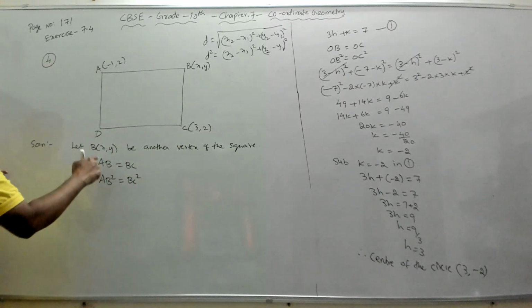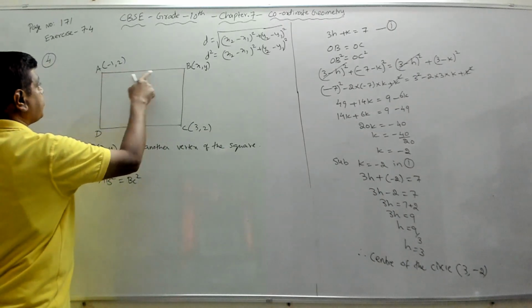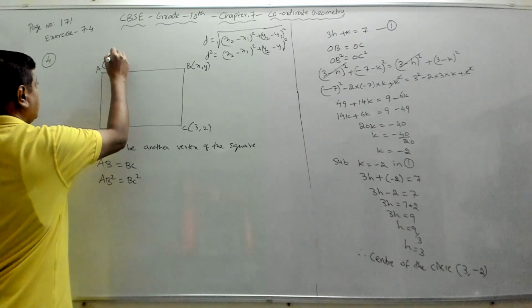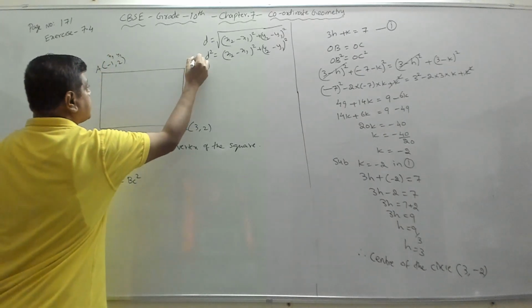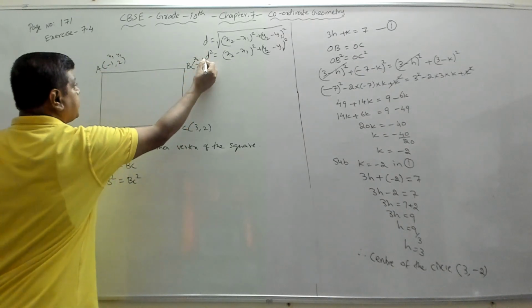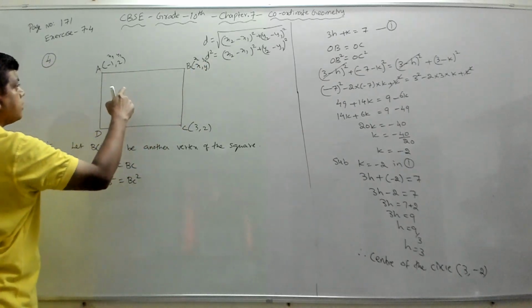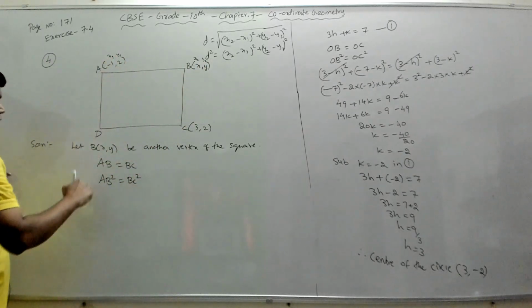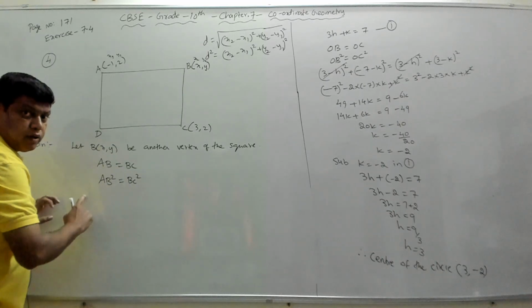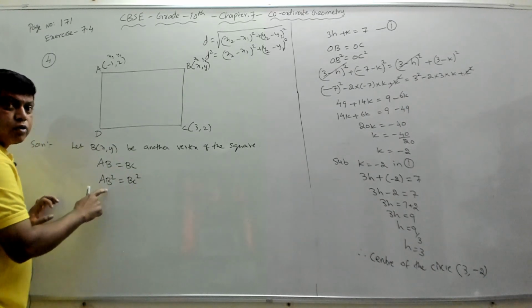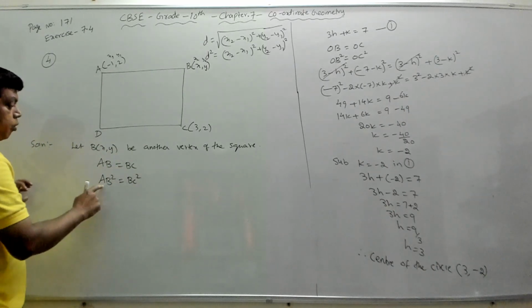Now, let's apply the distance formula between these two. So, AB, right? If you take this as x1, y1, this as x2, y2. Now, what is the distance between these two? AB is x2 minus x1, which is actually square root of. But we will not put the square root because already we are considering the square of the distance. So, this is square of the distance.